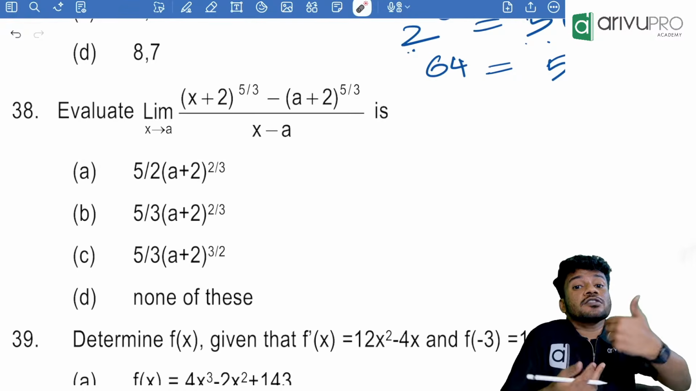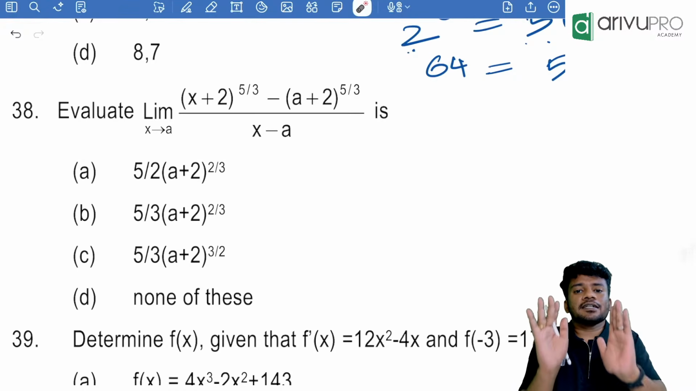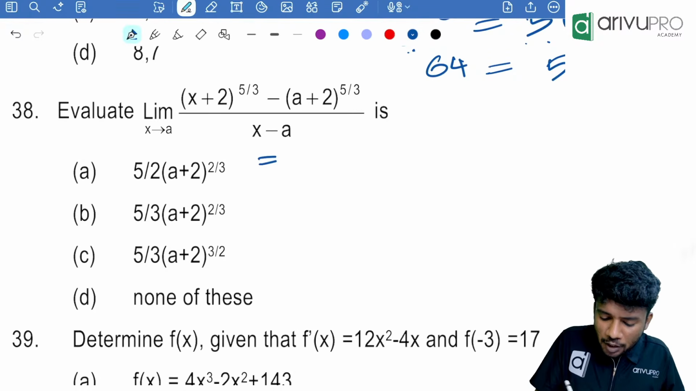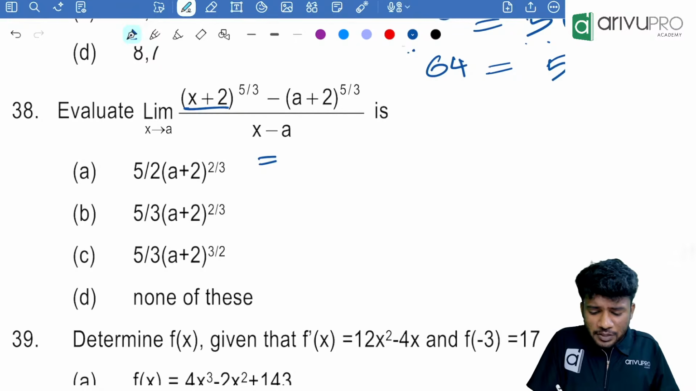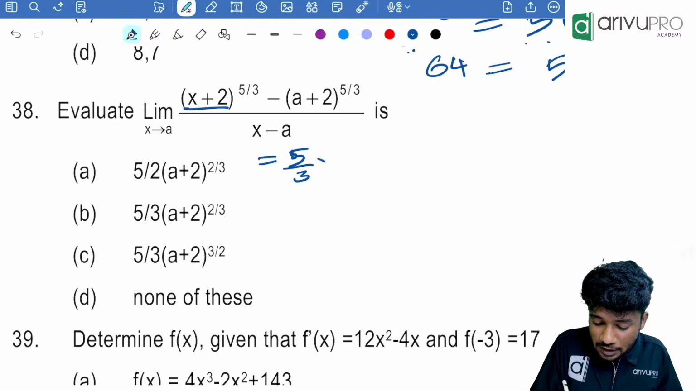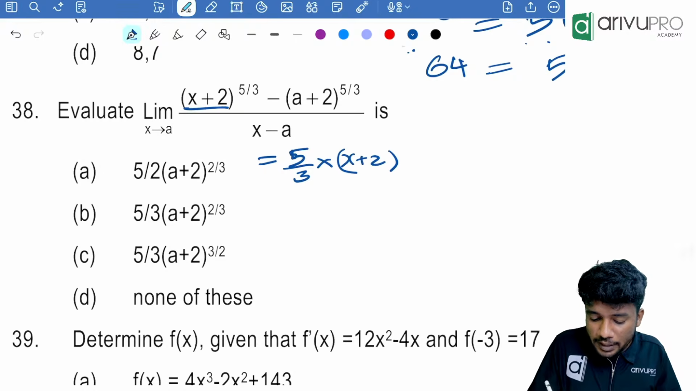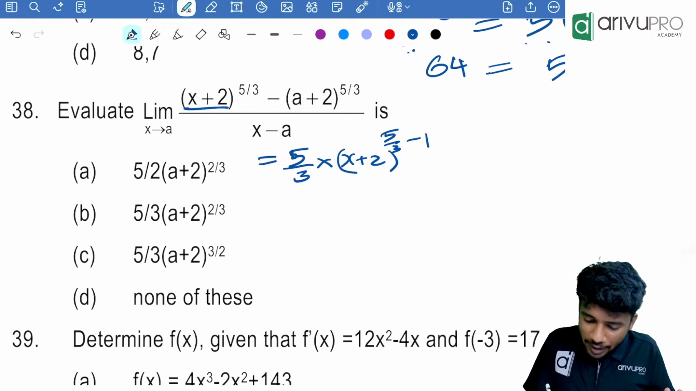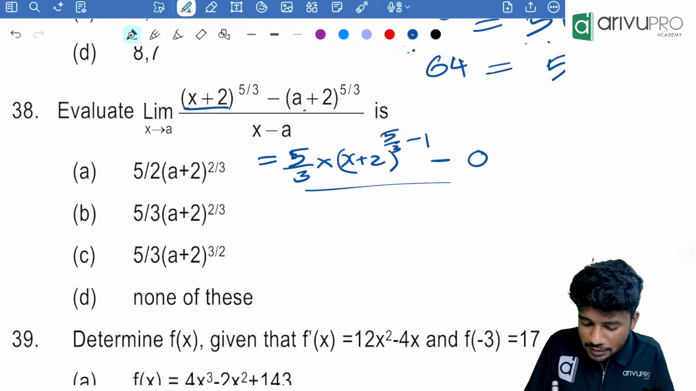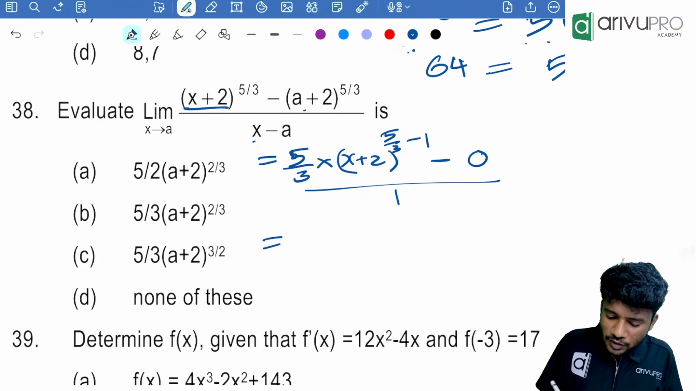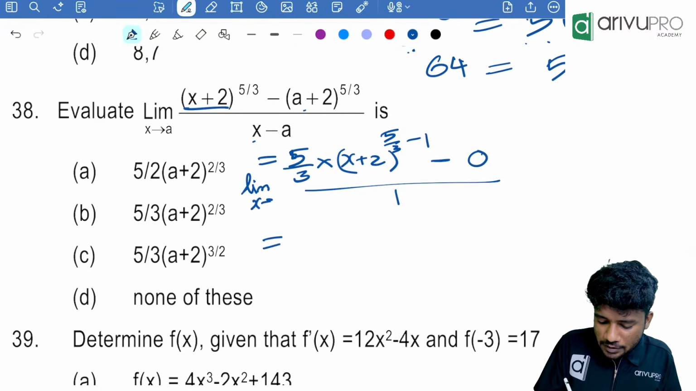If direct substitution is not possible, what is the easiest way? Take the derivative of numerator and denominator, then apply the limit. That is the easiest way. Now take the derivative. What is derivative of x plus 2 the whole raised to 5 by 3? It can be written as 5 divided by 3 into x plus 2 the whole raised to 5 by 3 minus 1, a raised to n into a raised to n minus 1 method, minus, it is a constant, so you can write it as 0, divided by, the denominator will become 1, and you need to apply limit x tends to a.